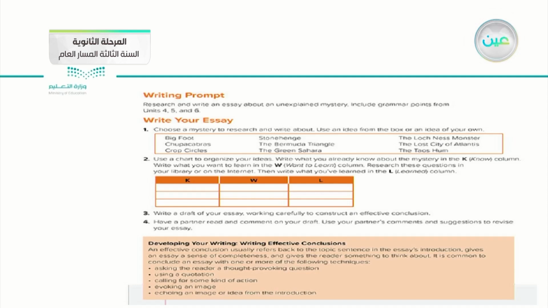They told us an effective conclusion usually refers back to the topic sentence in the essay's introduction. So when you write an essay, you should put an introduction first, then the body, and the last one is the conclusion. The conclusion belongs to the introduction, but if you want to make it effective, there are some steps. What are the steps? Give an essay a sense of completeness and give the reader something to think about, as a question, as a quotation, and so on.